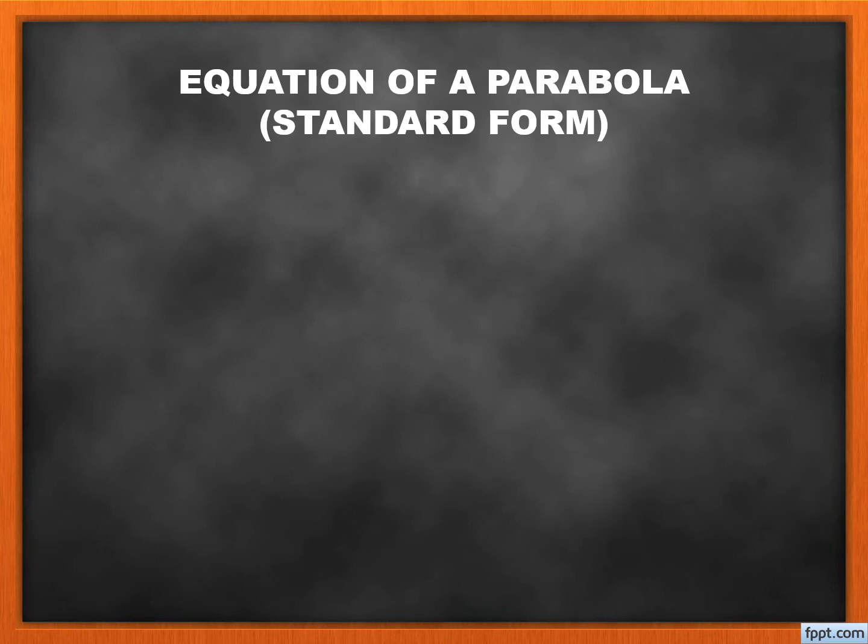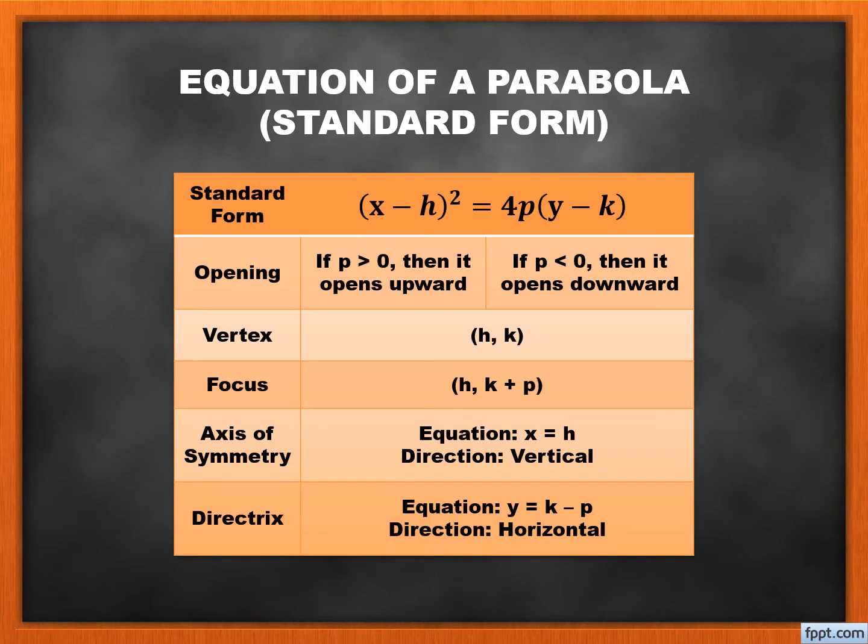Now, let us have the equation of a parabola in standard form. For the first set of standard form of the equation of a parabola, we have (x minus h) squared equals 4p times (y minus k). The opening of the parabola depends on the value of p in the equation. If p is greater than 0 or positive, then it opens upward. On the other hand, if p is less than 0 or negative, then it opens downward.